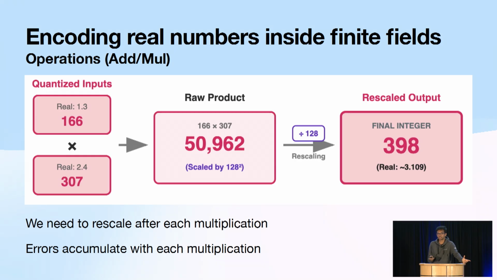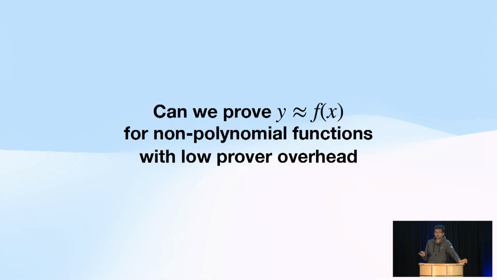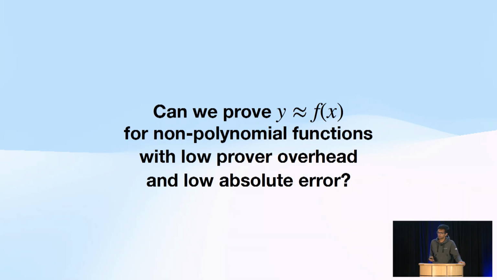So you accumulate errors with each multiplication, and the goal is, can you reduce this accumulation of errors? So the goal of this entire paper, now that I've defined some notion of what the title was, is: can you prove that your output of a non-polynomial function is approximately correct with low prover overhead? You don't want the prover to do too much work. And also low error. You want this approximation to be actually pretty good, right?